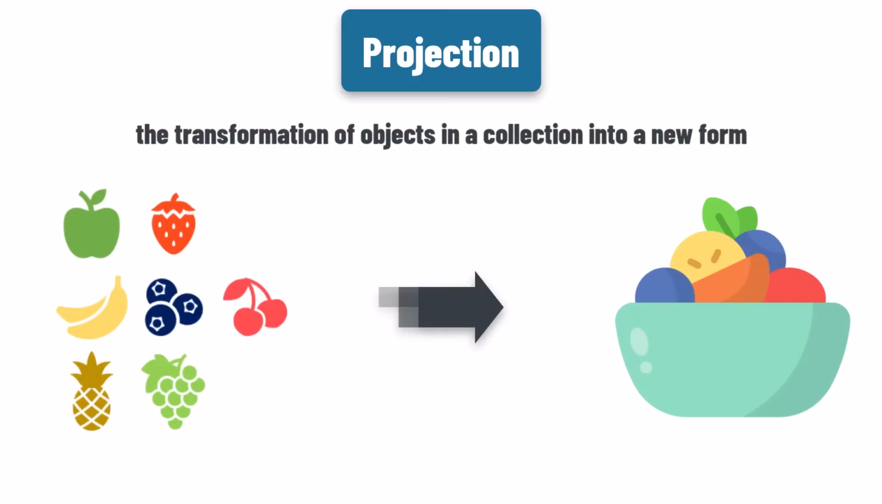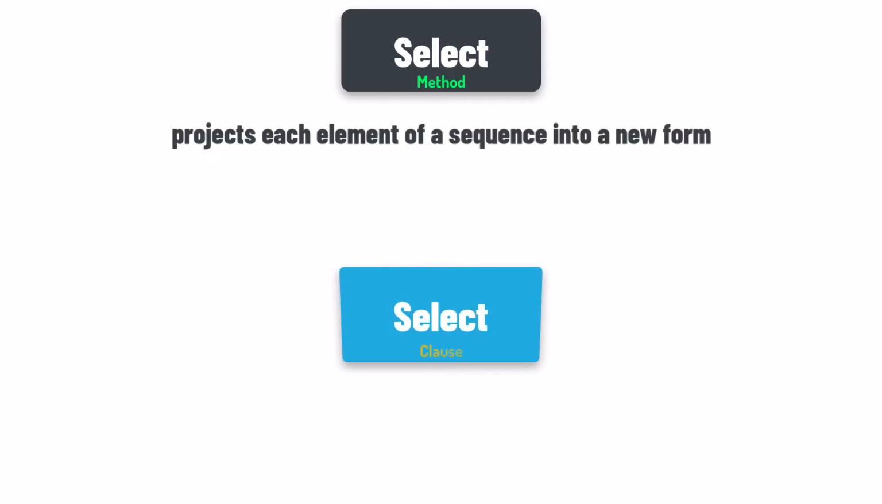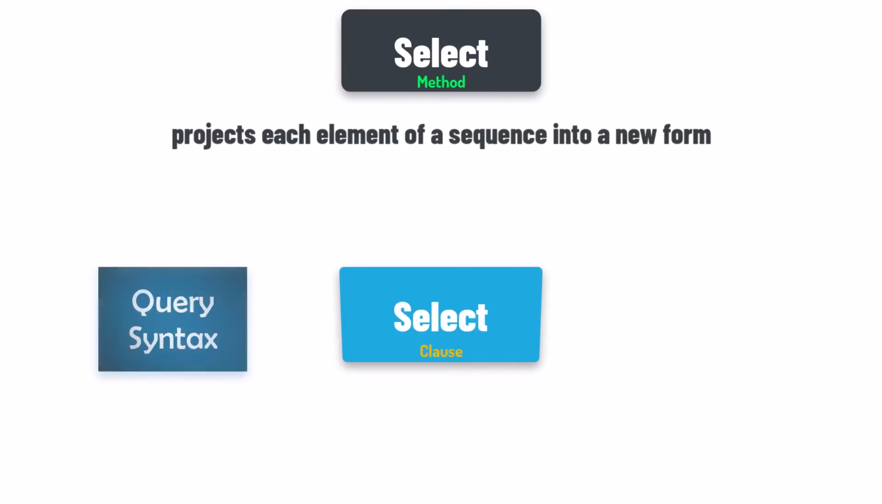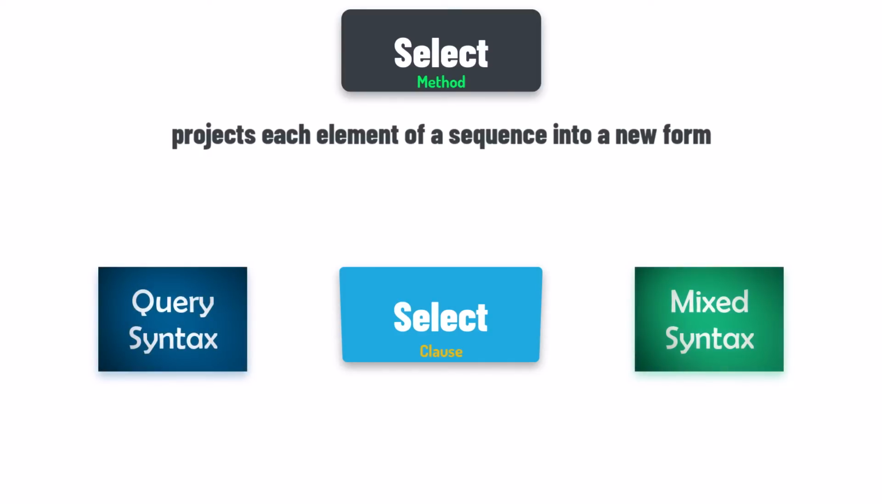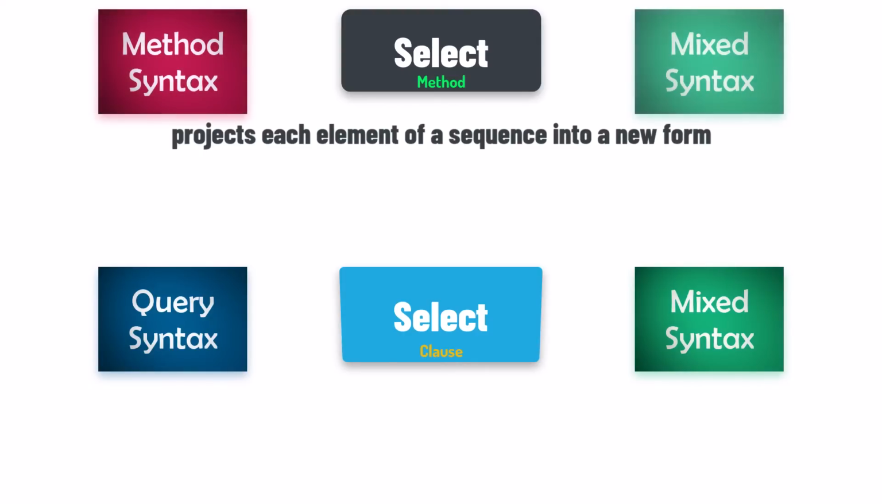Now that we have a good grasp of what projection is, let's delve into how the select method in LINQ allows us to perform these transformations with ease and flexibility. Select method projects each element of a sequence into a new form. I already explained select clause in a previous video. I mentioned there that you can use select clause in query syntax and in mixed syntax. Now, the select method can be used in method syntax and in mixed syntax.